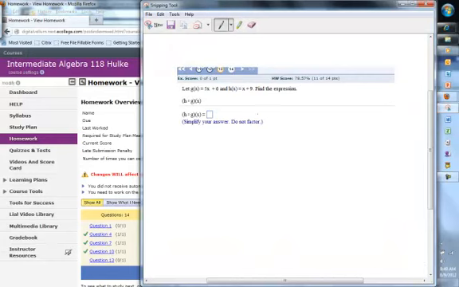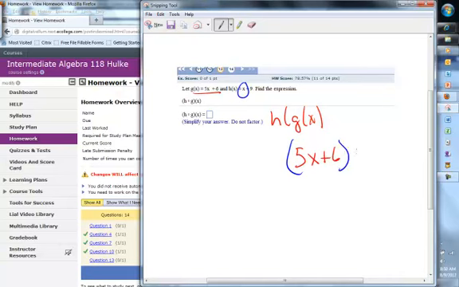Number 13. Okay, h of g of x. So we're going to do g first, 5x plus 6. That's going to become the x part of h. So this is going to be plus 9, and we get 5x plus 15.